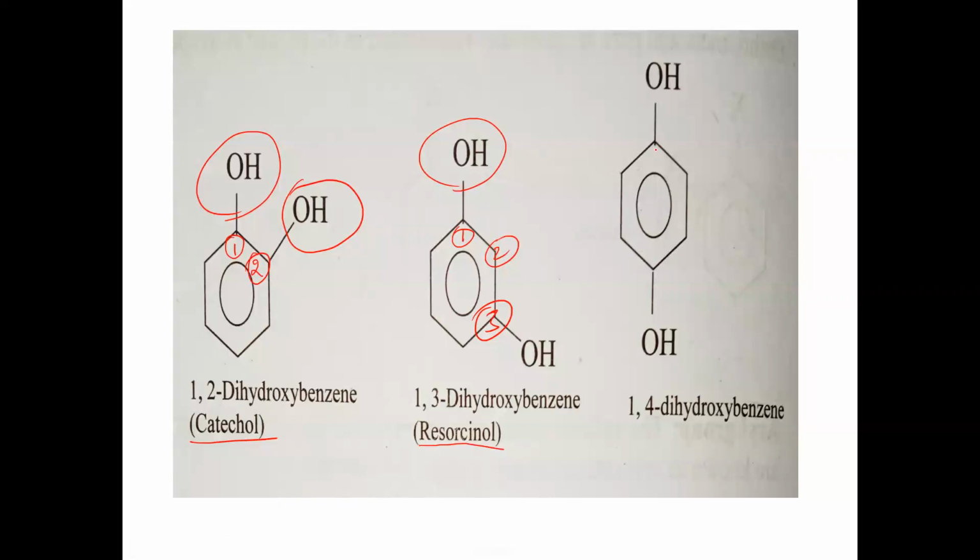And here check it. Here first carbon and fourth carbon. Now 1,4 dihydroxy benzene. Like this, we take different hydroxy derivatives of benzene. Here, how many hydroxy groups are there? 2 hydroxy groups. Okay.